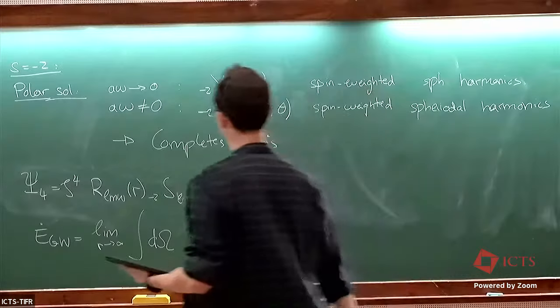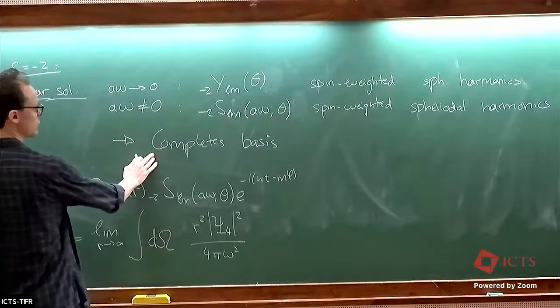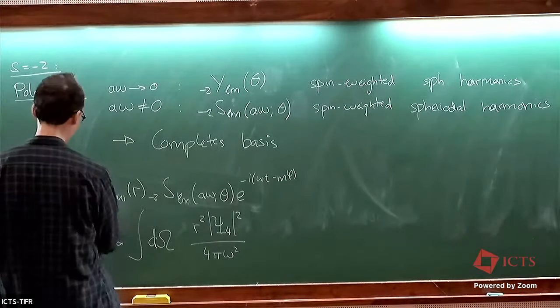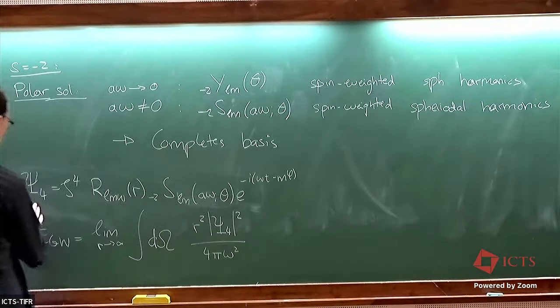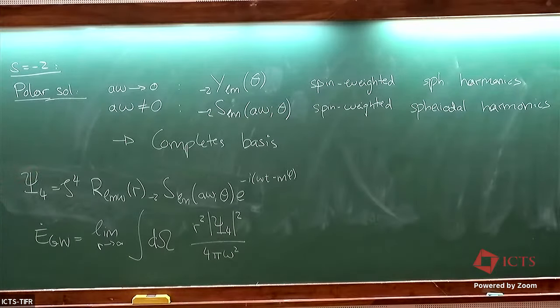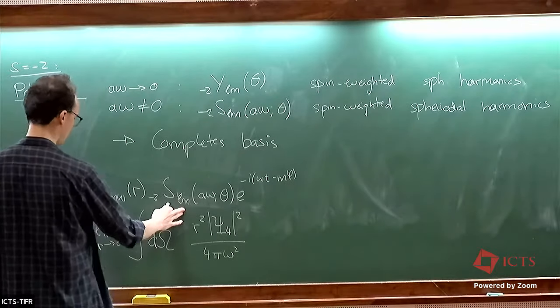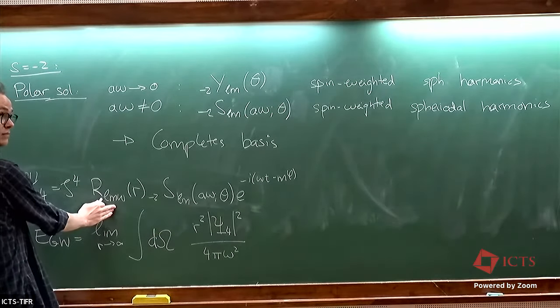So basically what this means is that we have found a solution to the polar Teukolsky equation. And then we were able to write down psi4, which basically contains our gravitational waves that we're interested in, in terms of these spheroidal harmonics. But there's still this dependence on r.